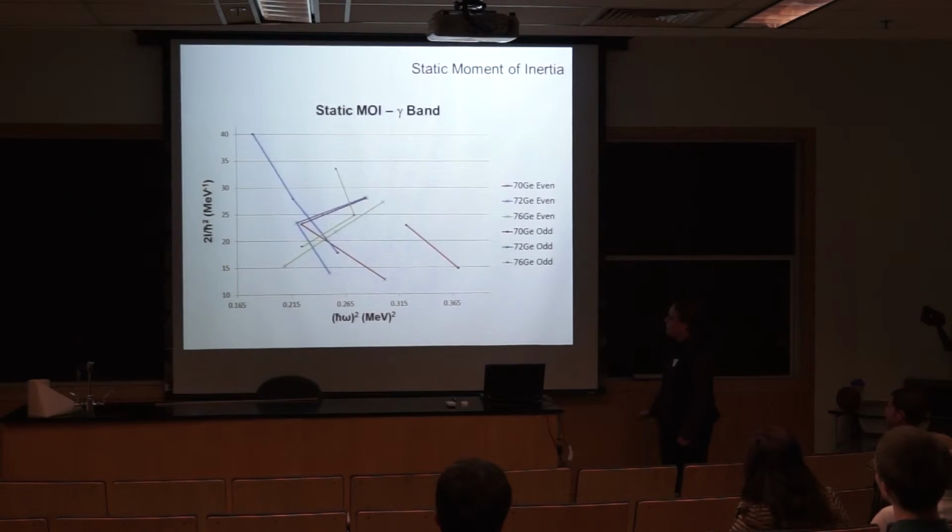So for my analysis, I first looked at the static moment of inertia. And the important thing to notice here is this is germanium-70, and then here is germanium-72, the gamma vibrational band in germanium-72. And this steep slope is a good indication that this is a gamma vibrational band.